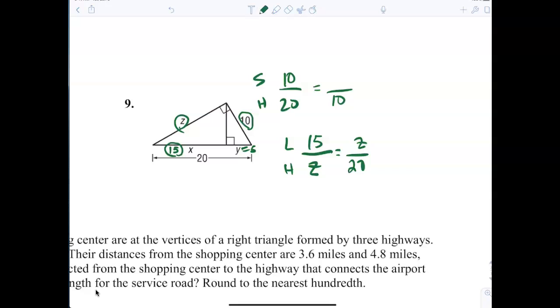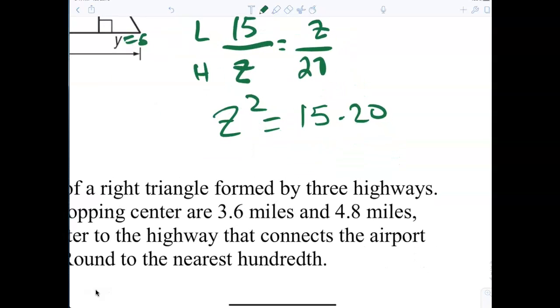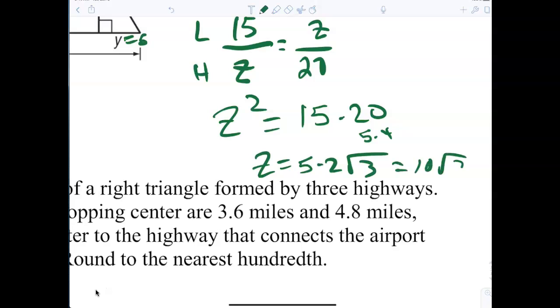And so now I have z squared is equal to 15 times 20. Of course, we're not going to multiply that out. We're going to see that z squared in here is 5 times 4, so that makes a common 5 times 2 times radical 3, which is 10 radical 3. That'd be really nice if you understood what I just said. Does anybody have any questions with how I did 15 times 20 and broke it down to 10 radical 3?